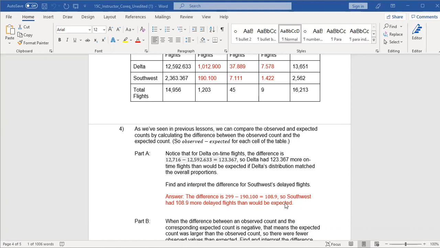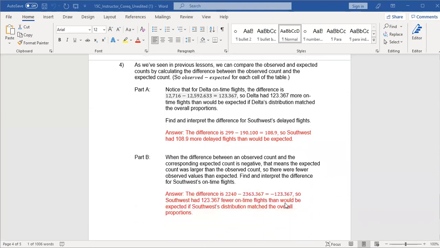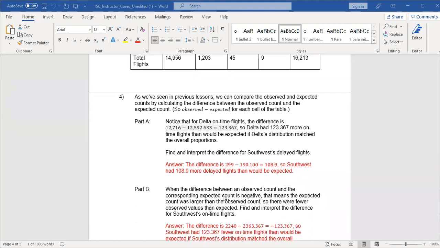than would be expected. Part B: when the difference between an observed count and the corresponding expected count is negative, that means the expected count was larger than the observed count. So there were fewer observed than expected.